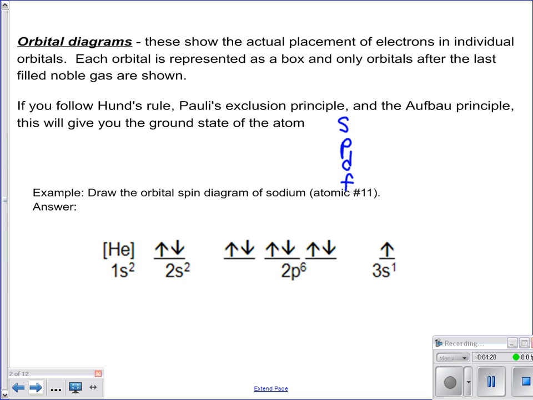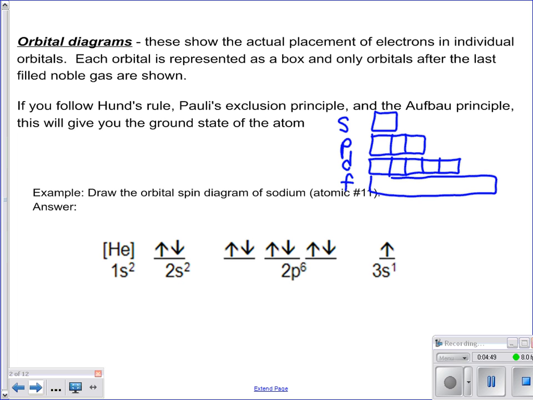1. I am going to represent that with 1 little box. How many does a P have? 3. So we represent that with 3 boxes. And notice all 3 of those boxes are attached together. What about a D? 5. And then finally your F? 7. Okay, so we've got that for our orbitals.